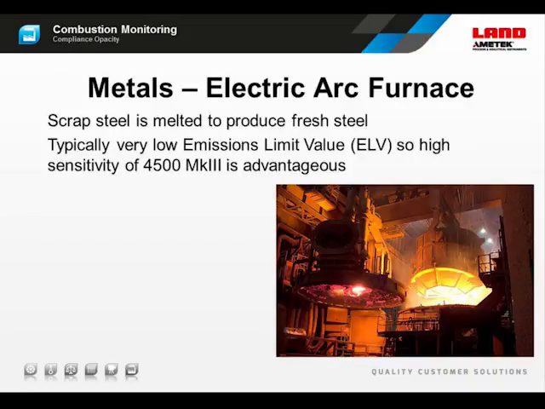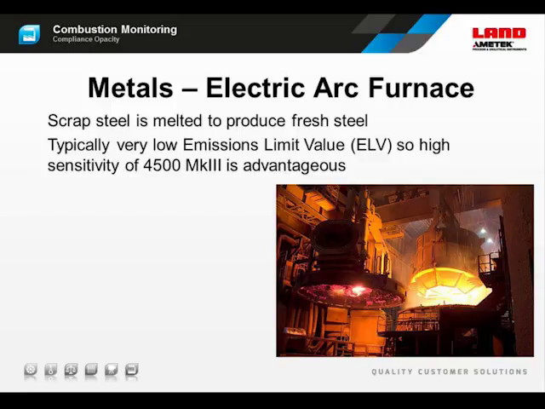Electric arc furnaces used in steel making are also users of opacity monitors. In an electric arc furnace, scrap steel is melted to purify it, so all impurities and other components can be removed as slag, and then the steel can be recycled and used just as fresh steel will be.